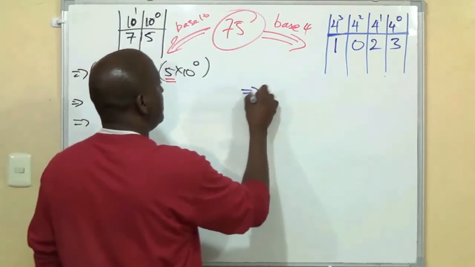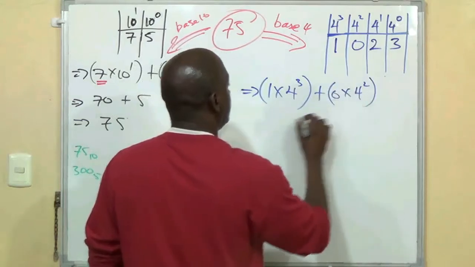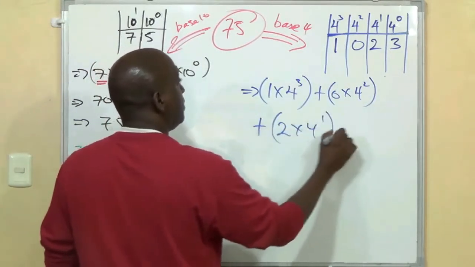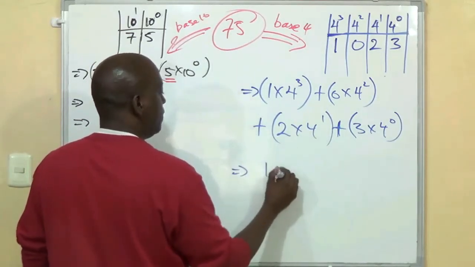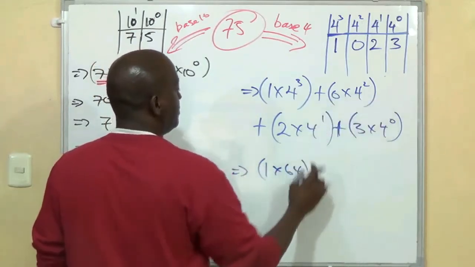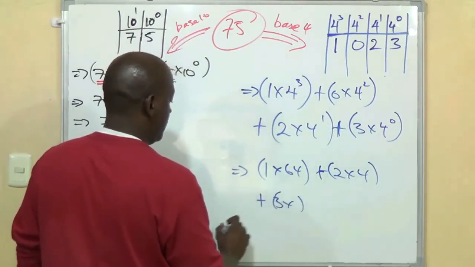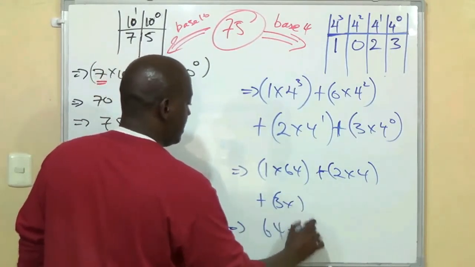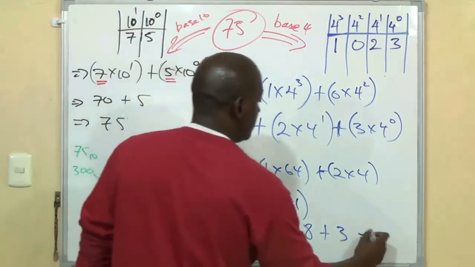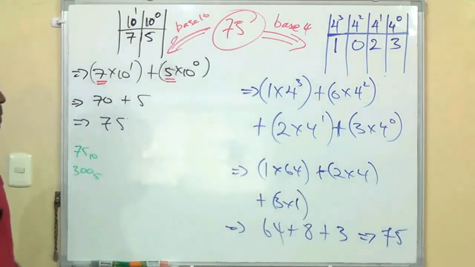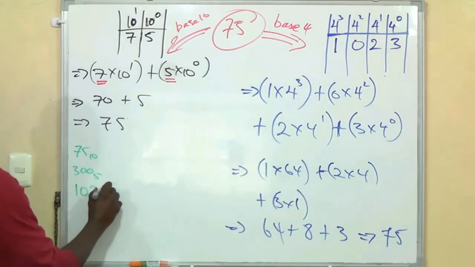Now, if we need to write it out, this will be the same thing as, watch it now, 1 by 4 to the power of 3 plus 0 by 4 to the power of 2 plus 2 by 4 to the power of 1 plus 3 by 4 to the power of 0, which is the same thing as 1 by 64, plus 0, plus 2 by 4, plus 3 by 1, which will be 1 by 64 is 64 plus 2 by 4 is 8. 64 and 8 is 72 plus 3 is 75, and that will give you back the same 75 that you started with. So 75 in base 4 is 1 0 2 3 in base 4.